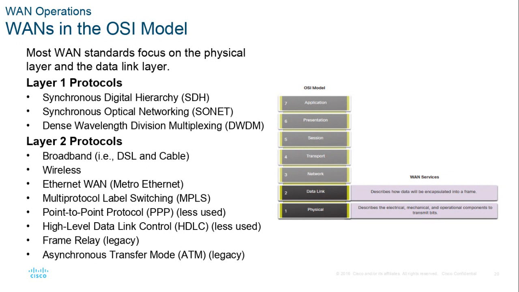Layer 2 protocols are about how we encapsulate the frames that are being sent over. We're going to assemble a bunch of bits together into a frame. Just like on an Ethernet switch, we assemble a bunch of bits together and we call it an Ethernet frame, and it has a source address, a destination address, a frame check sequence, and upper layer data.